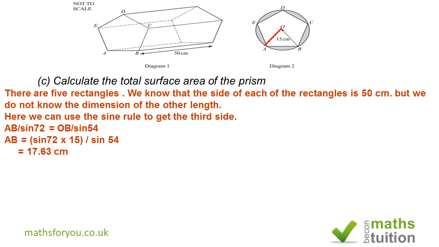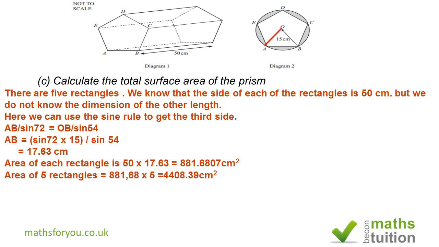We now know BC, and if we find the area of this rectangle here and then multiply by 5, because there are 5 rectangles in this prism. Okay, so now if we do 50 times 17.63, that will give us the value of 881.6807 centimeters squared, and that's the area of one rectangle. But there are 5 of these, so if we do that times 5, we get an area of 4,408.39 centimeters squared.